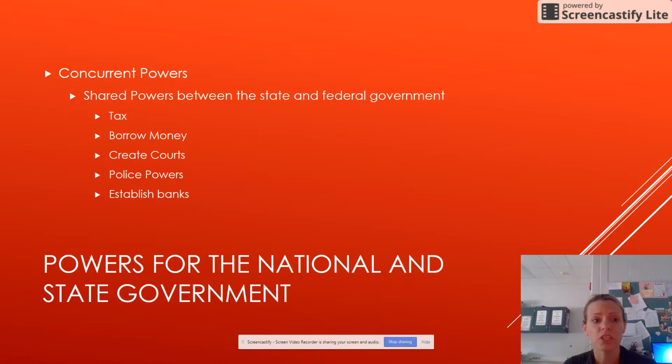There's also something called concurrent powers. Concurrent means that it's shared between the national and the state government, and they're both allowed to do it. So if you think about our Venn diagram, those are things that they can each do. So you can pay federal and state taxes, or you do pay federal and state taxes. Both the states and the national government can borrow money. They can create courts. They both have police powers, and they can both establish banks. Those are powers that are shared.